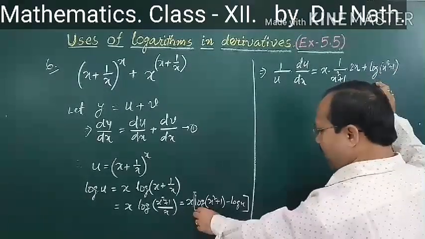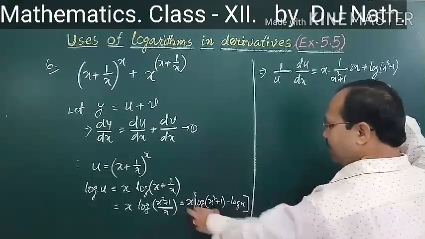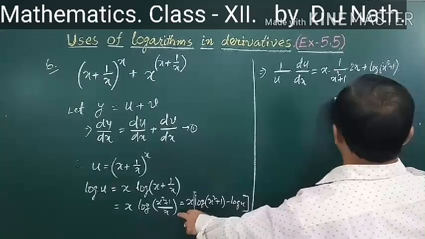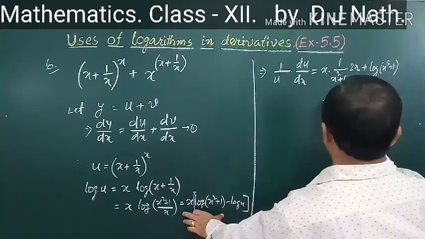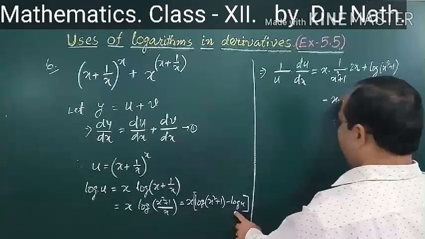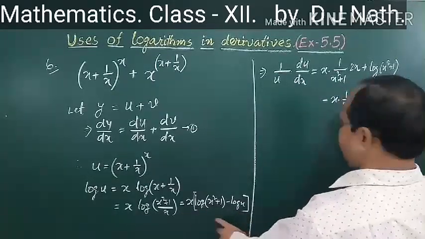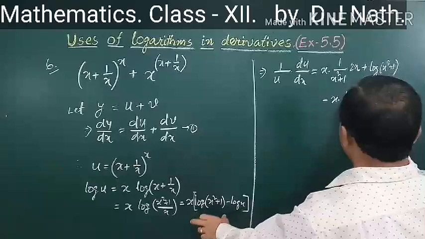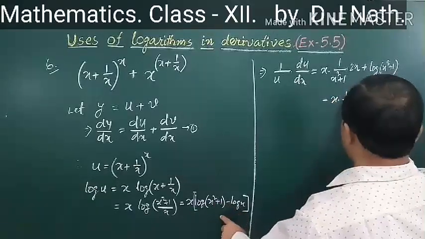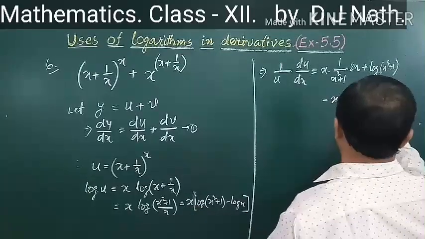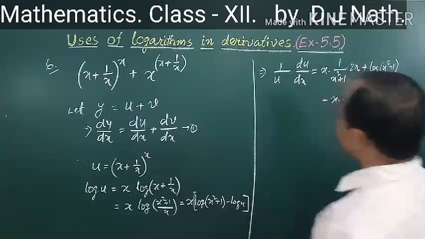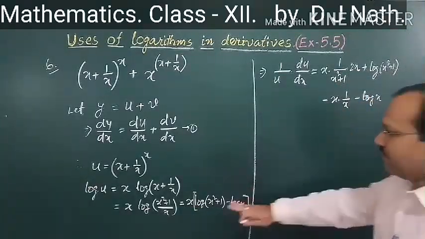So this is the first part. Now next this one, x log x. So minus x into the derivative of log x, which will become 1 by x, and then minus, because minus is there, so it will become minus log x into the derivative of x. So minus log x. So this will become the differentiation of that.